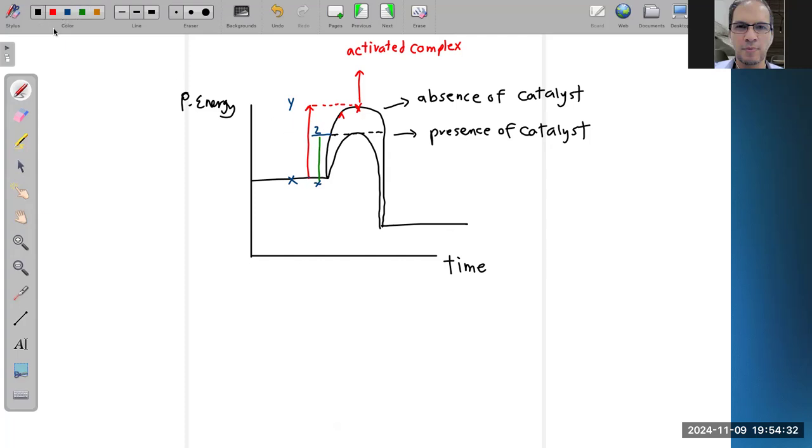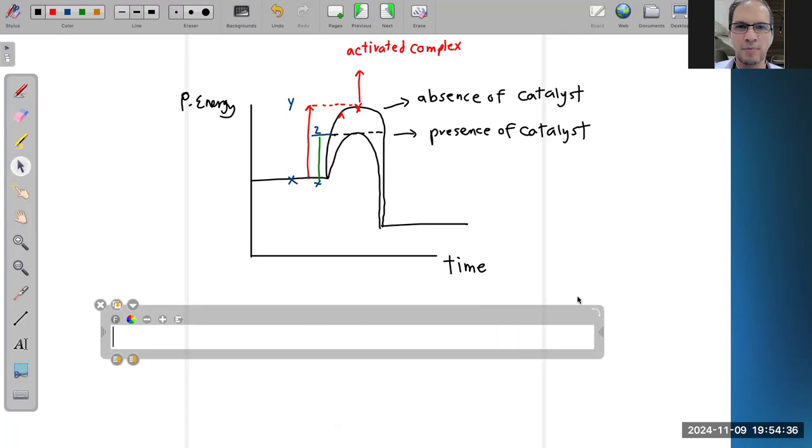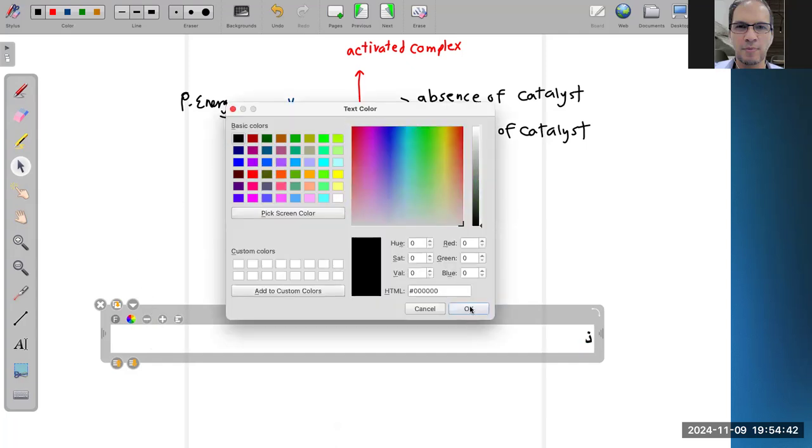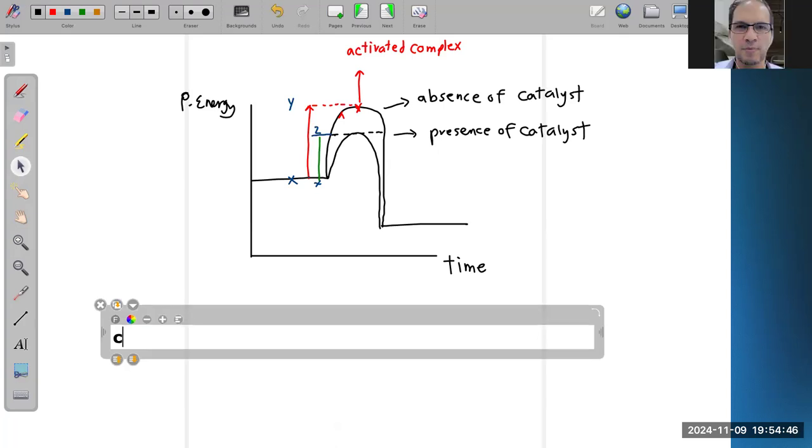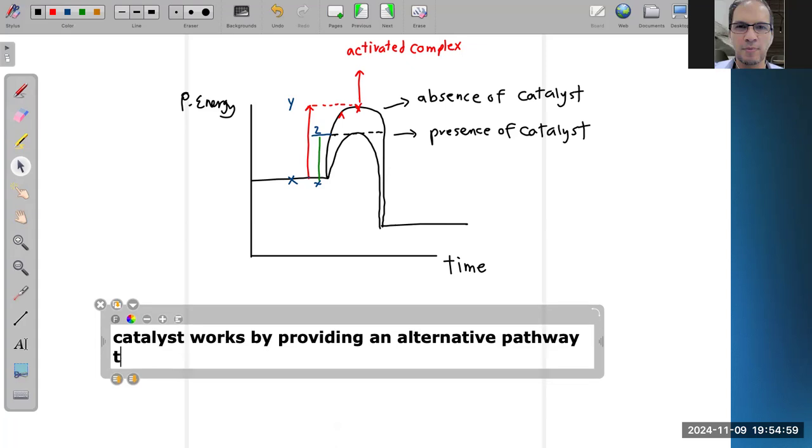That's why when he asks us how does the catalyst work, what will I say? How does the catalyst work, Yassine? It lowers the activation energy. Okay, so the catalyst works by providing an alternative pathway that has a lower activation energy.